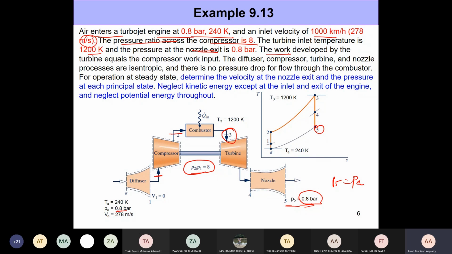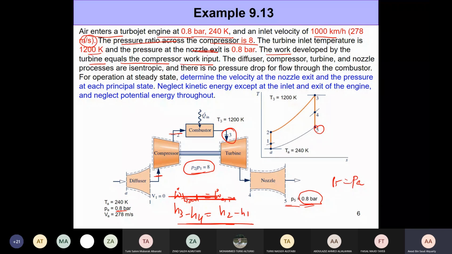The work developed by the turbine is equal to the compressor work input. So this is another thing that is given. As we discussed before, turbine work out is equal to compressor work in. That is, H3 minus H4 is equal to H2 minus H1. This is what we're saying here.